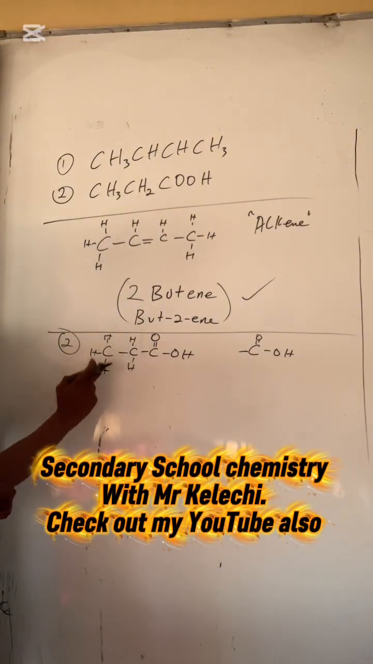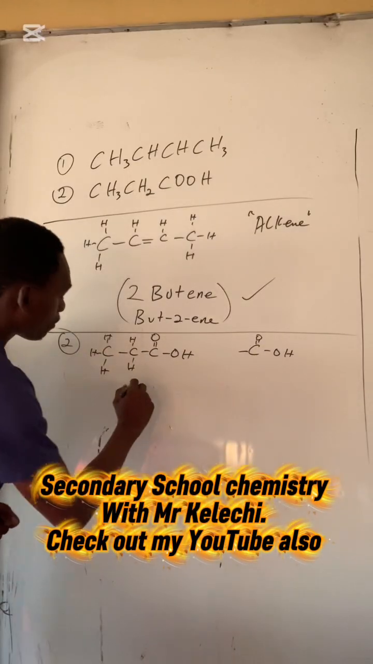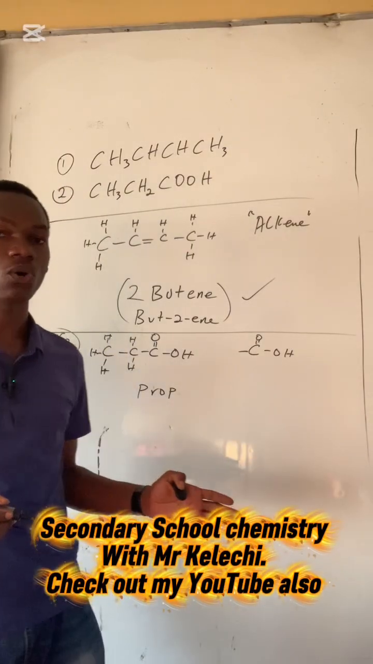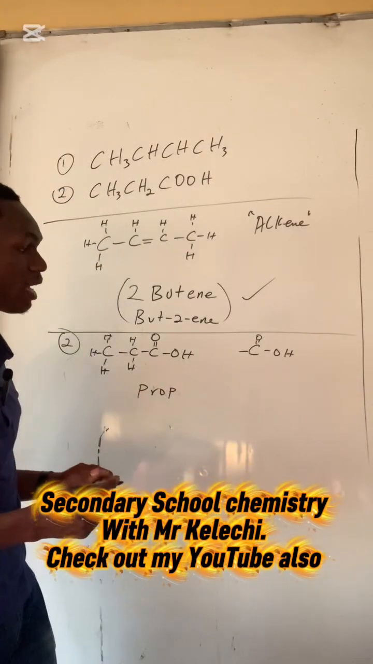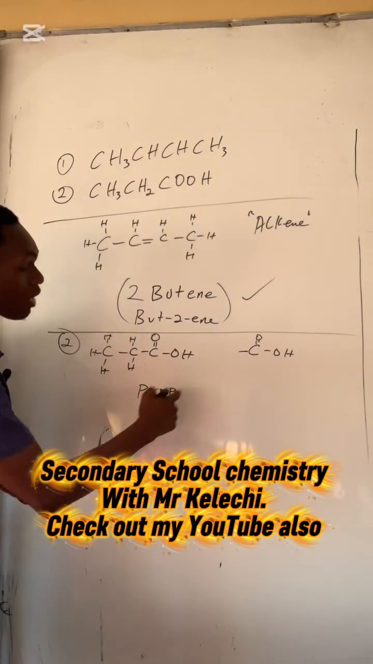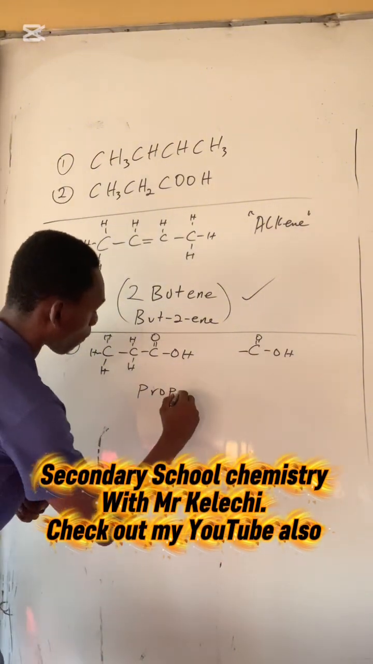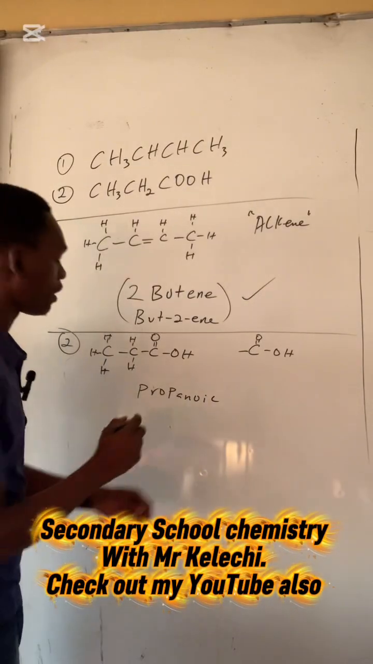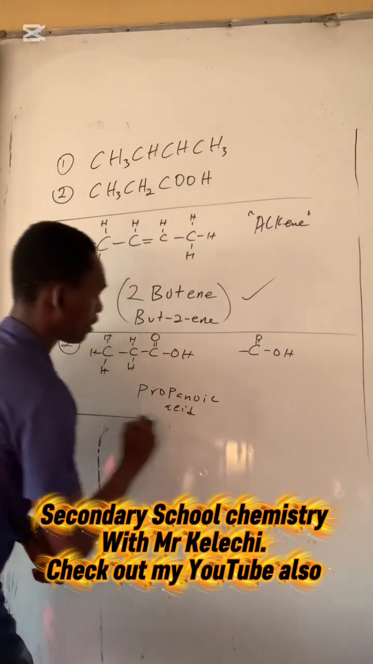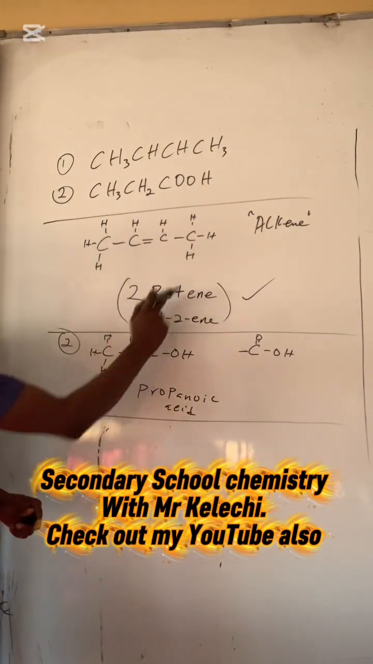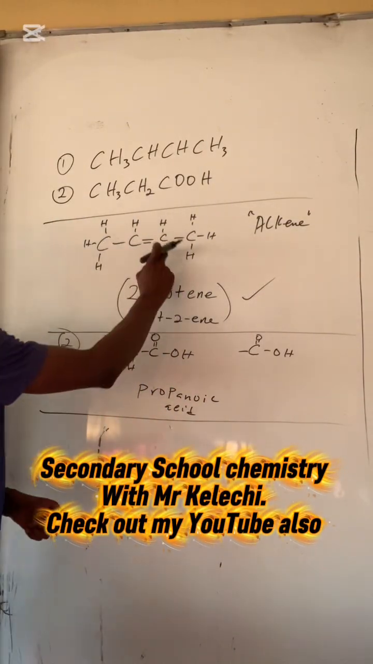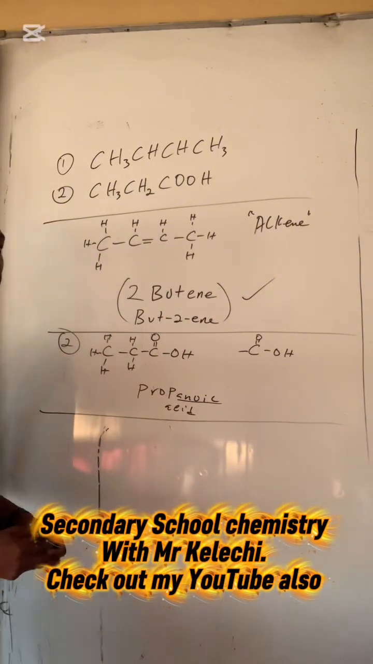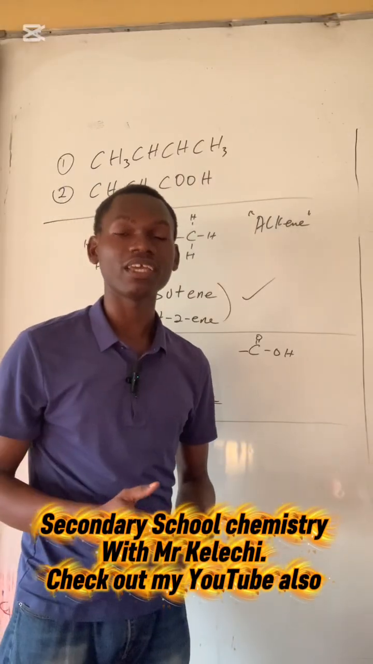Now, how many carbons do we see here? 1, 2, 3. Now, the name for 3 is prop. Now, what's going to be the ending name for carboxylic acid or alkanoic acid? Very easy. Their names end in oic, right? So this will be propanoic. So the name is propanoic acid. Prop because it has 3 carbons, while the anoic is coming from the fact that it belongs to the alkanoic family.